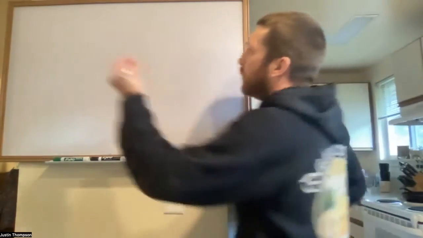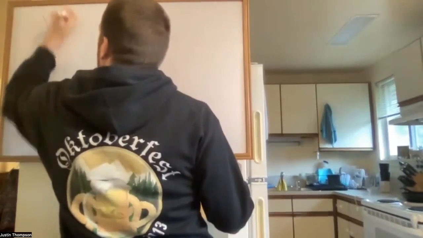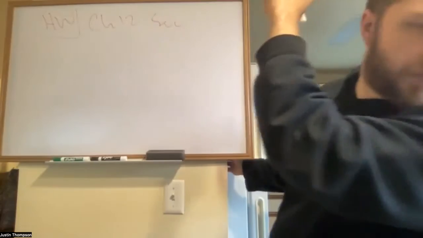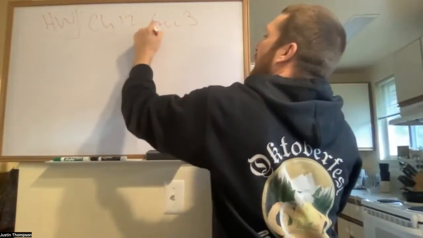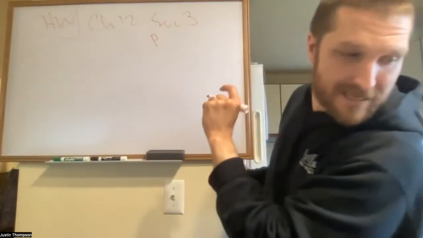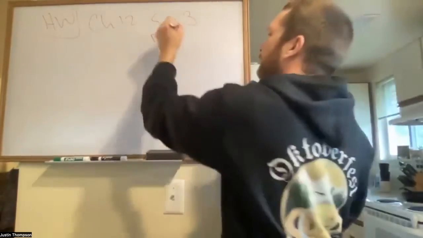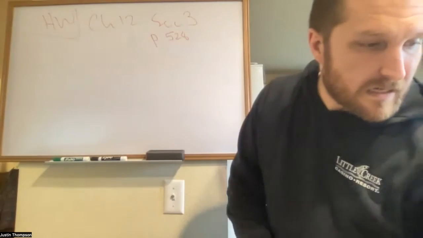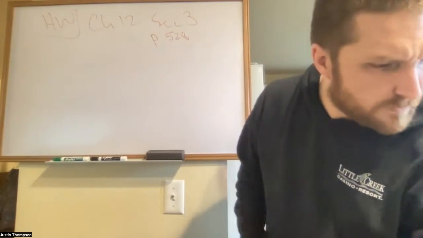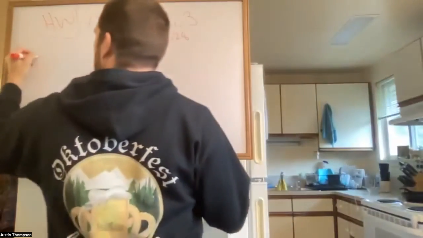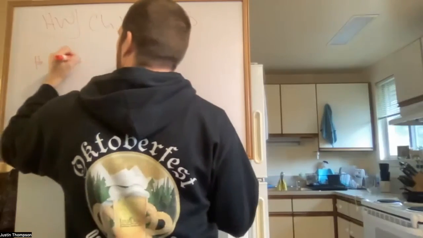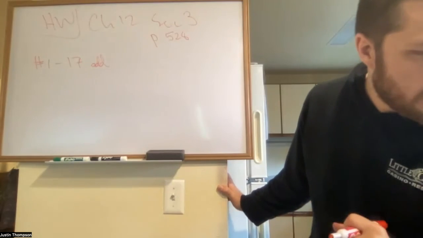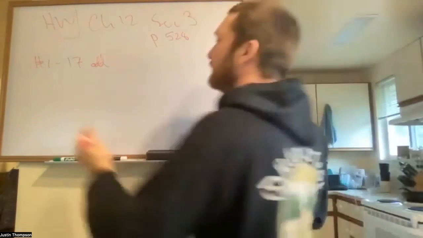Okay, homework. Chapter 12, section 3 from page 528. All right, 528. Numbers 1 through 17, odd. Number 19 through 25.